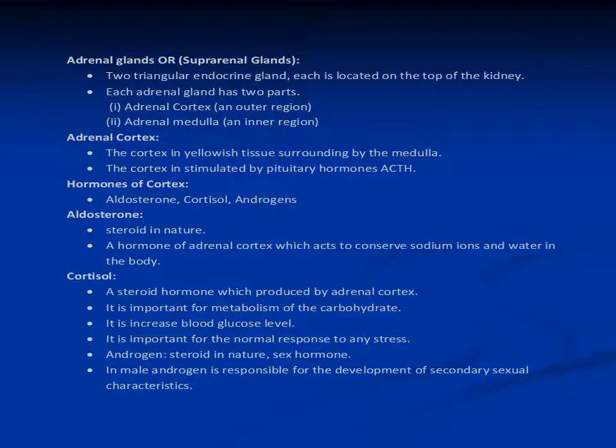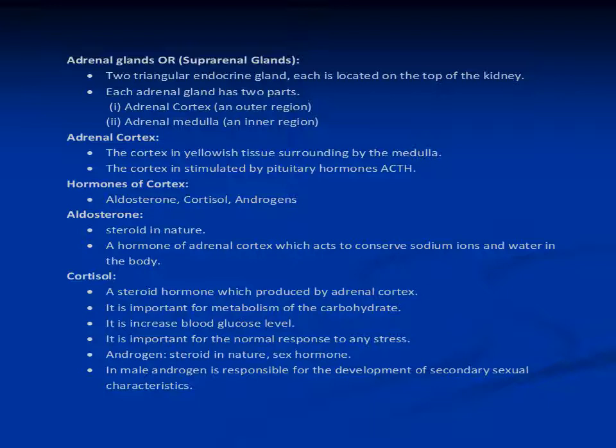Now let's start with the adrenal cortex. The cortex is a yellowish tissue surrounding the medulla. The cortex is stimulated by the pituitary hormone, adrenocorticotropic hormone. Hormones of the cortex: aldosterone, cortisol, androgen. Before going to the hormones of the adrenal gland, I describe that the adrenal cortex has three zones: zona fasciculata, zona reticularis, and zona glomerulosa. These are the zones present in the cortex region.